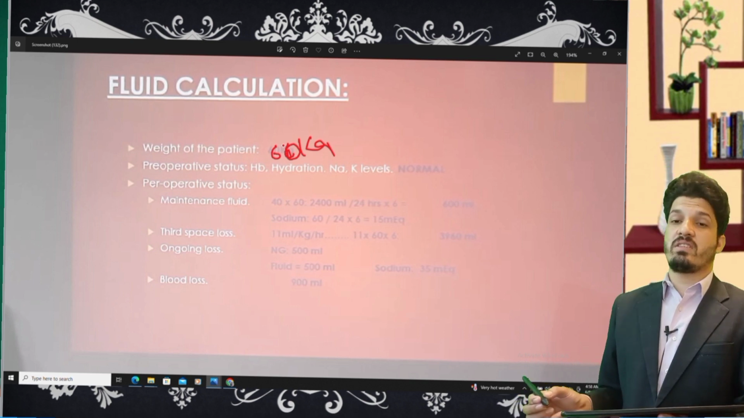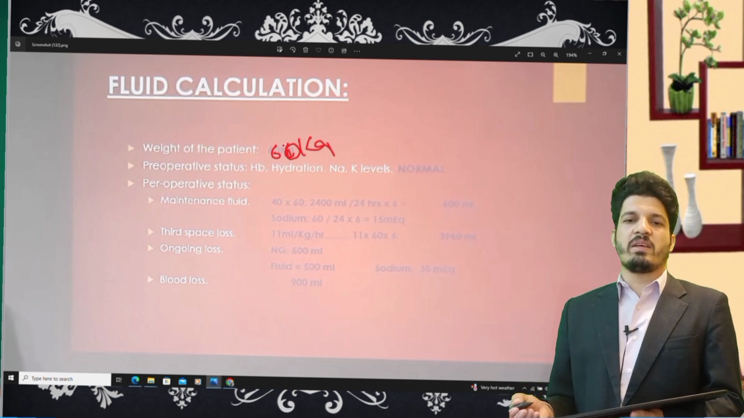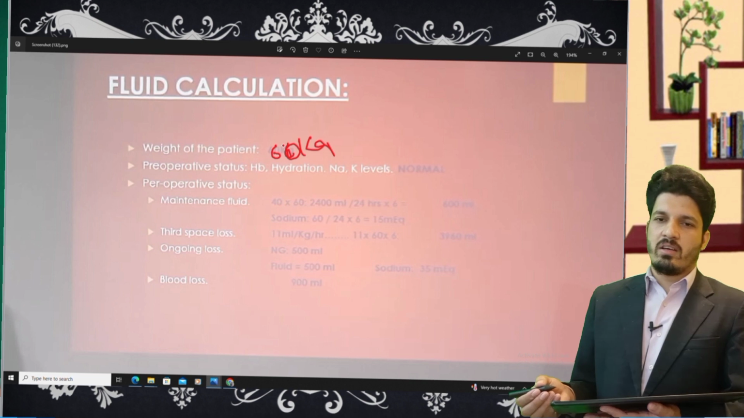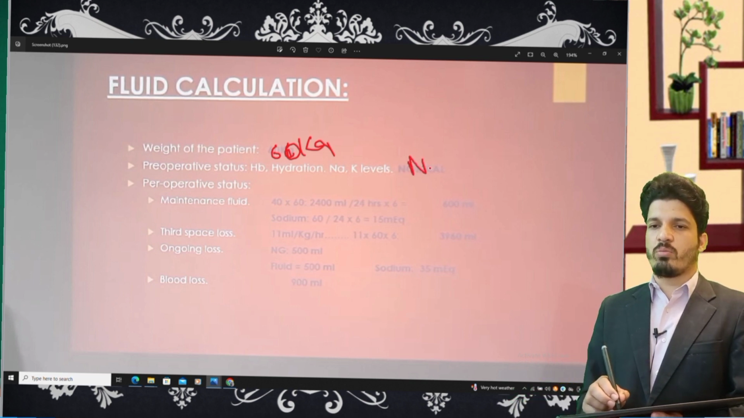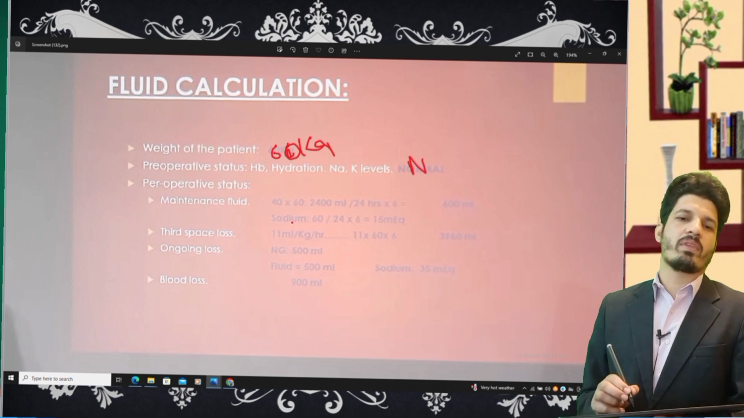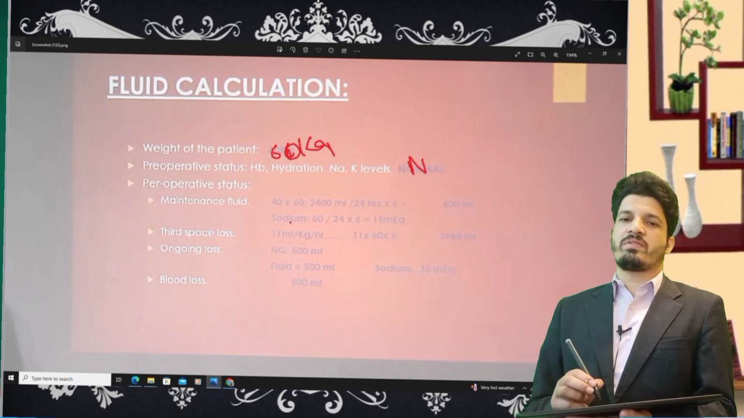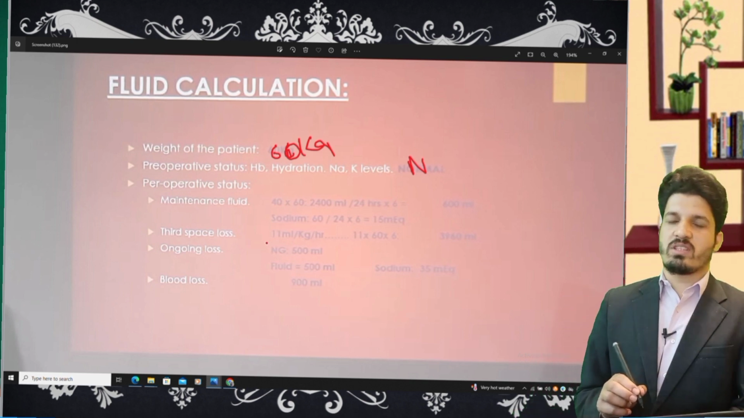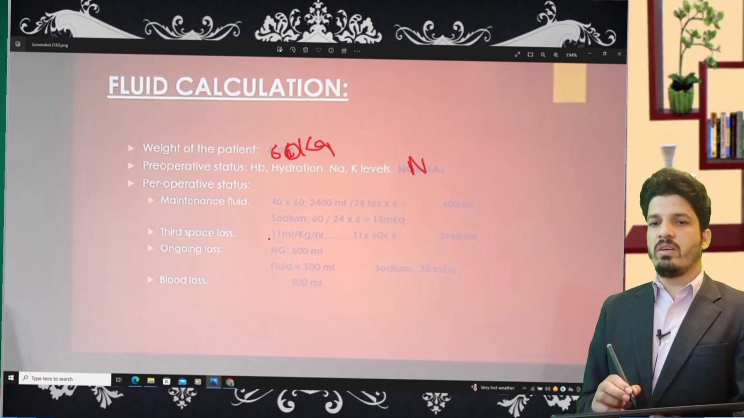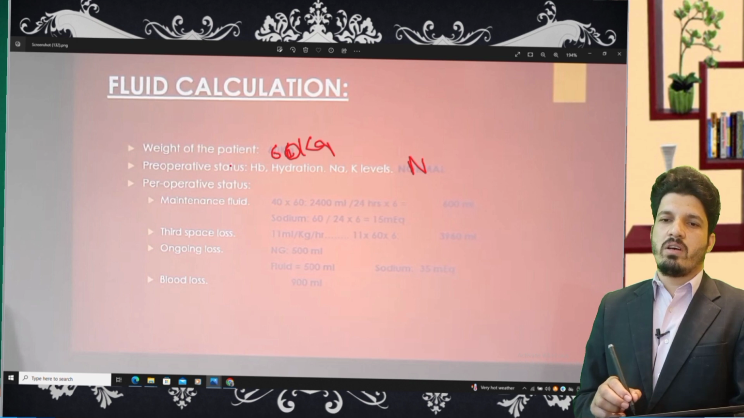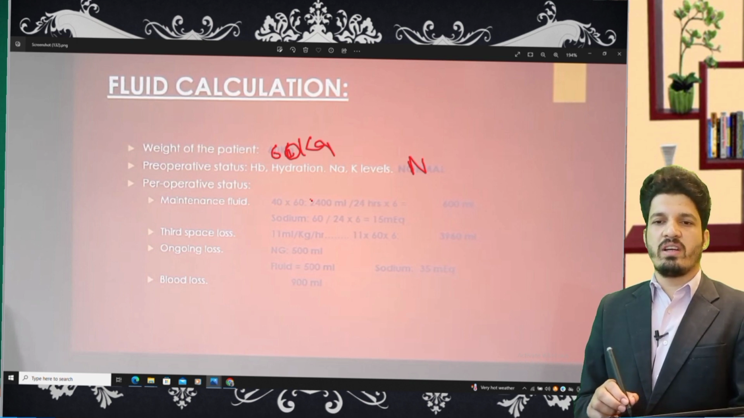So the weight of the patient is 60 kg, and the pre-operative status like Hb, hydration, sodium, potassium were totally normal. Okay, and for the per-operative status, here we will focus on the maintenance fluid. We will multiply the weight with 40, it will become 2400 ml.